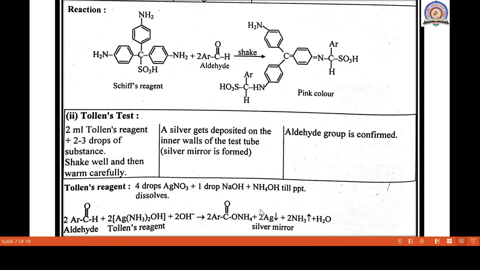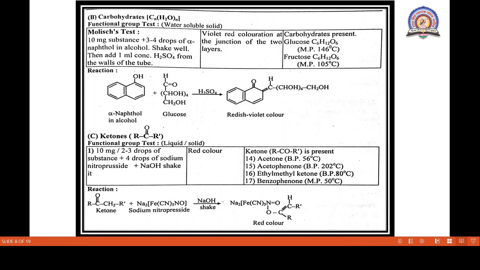Then the silver mirror test is nothing but the Tollens test. Okay, so we take the Tollens reagent, then we add 2-3 drops of substance, shake well and warm carefully. Then in the observation, silver is deposited on the inner wall of the test tube. So a silver mirror is formed. Hence this test is also called the silver mirror test. Okay, so the aldehyde group is confirmed.